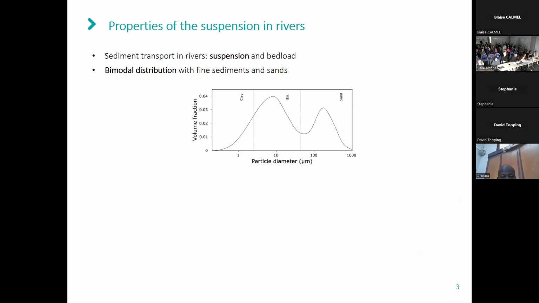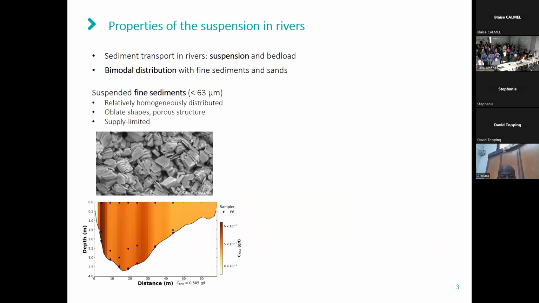And in rivers, we can usually find a bimodal distribution, which is composed of fine sediments and sand-sized particles. Fine sediments are particles with a diameter smaller than 63 micrometers, and they are usually relatively homogeneously distributed in the river cross-section. They have oblate shapes and often also a porous structure. Their transport in rivers tends to be supply limited, which means it is usually dependent on the basin's hydrology.